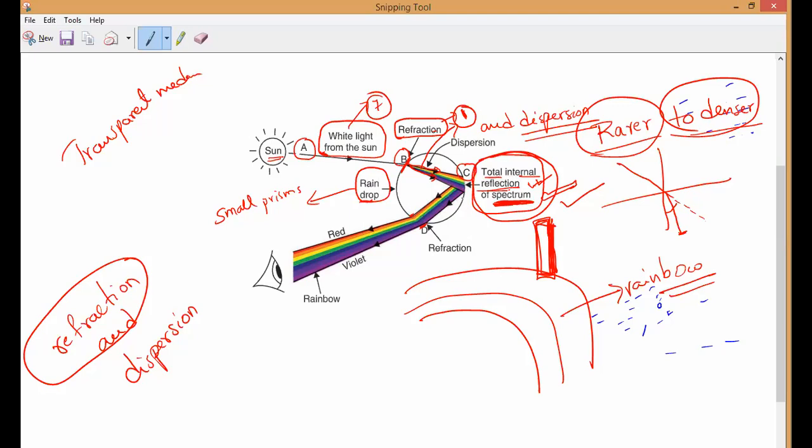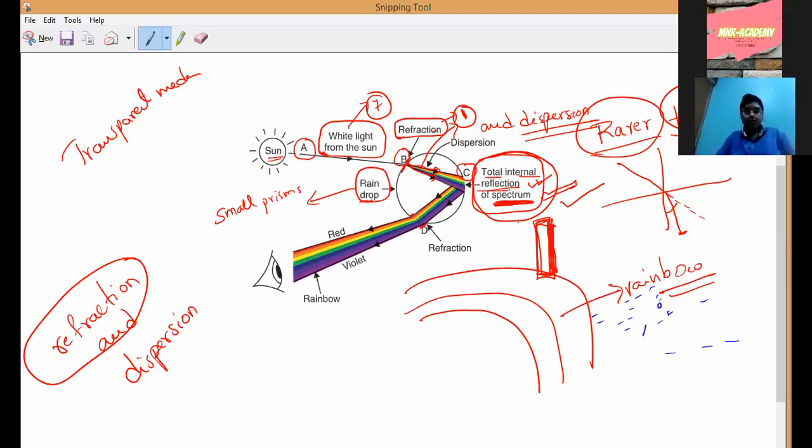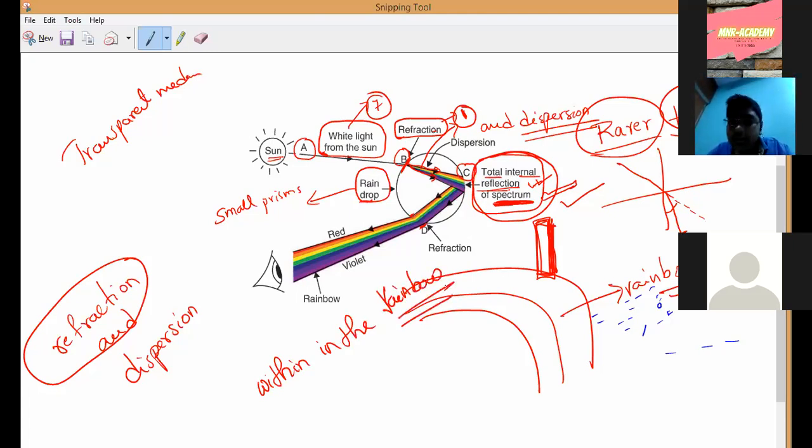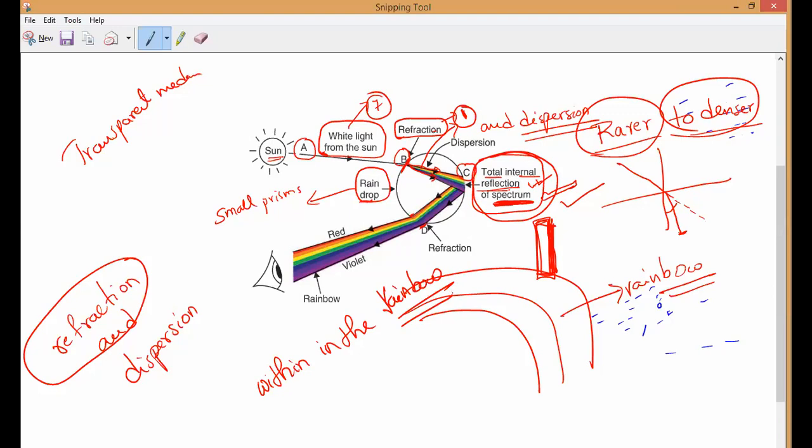Where will it take place? That is also an MCQ. Total internal reflection of the spectrum will take place outside the raindrop, inside the raindrop, both, or none. What is the answer? Inside the raindrop. The meeting is going to end. Everybody must join again. I will teach you total internal reflection, which is very, very important. Just wait.